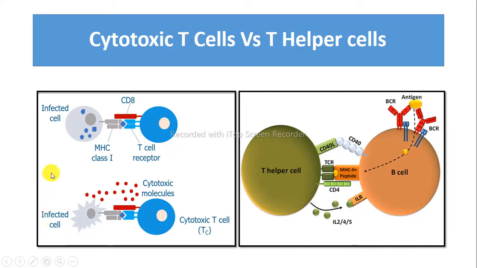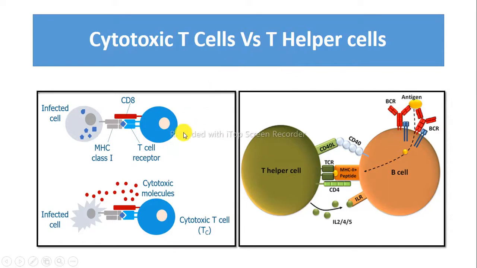Cytotoxic T cell is a type of immune cell that can kill certain cells, including foreign cells, cancer cells and cells infected with virus. Whereas T helper cell is a type of T cell that provides help to other cells in the immune response by recognizing foreign antigens and secreting cytokines that activate T and B cells.